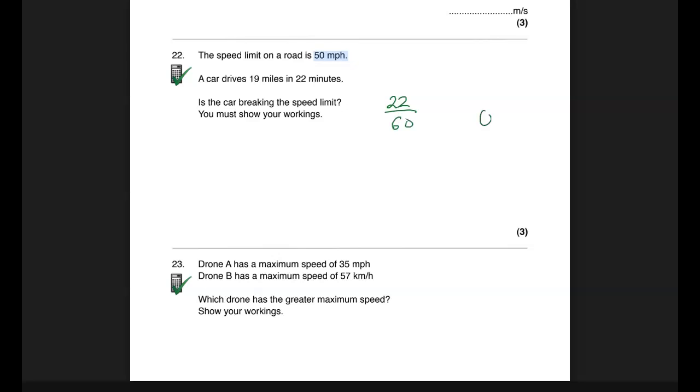That gives you 0.36. Then you now do 19 divided by 0.36, because that will go to 0.36 hours. Then 19 miles. So it's going to be what? 19 divided by 0.36, and that gives us 51.81 miles per hour.